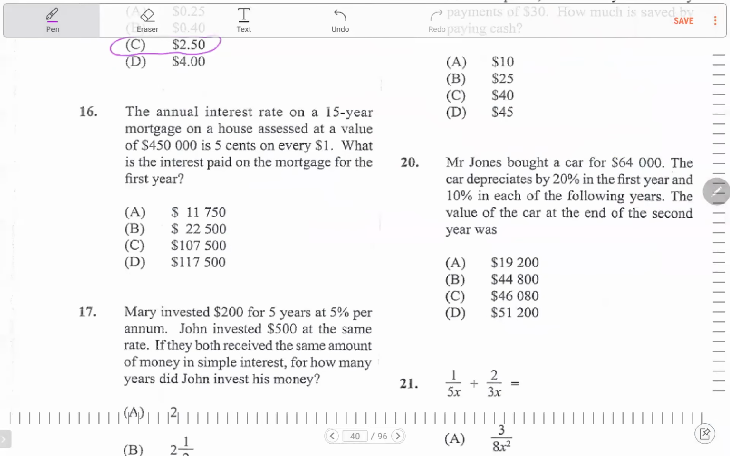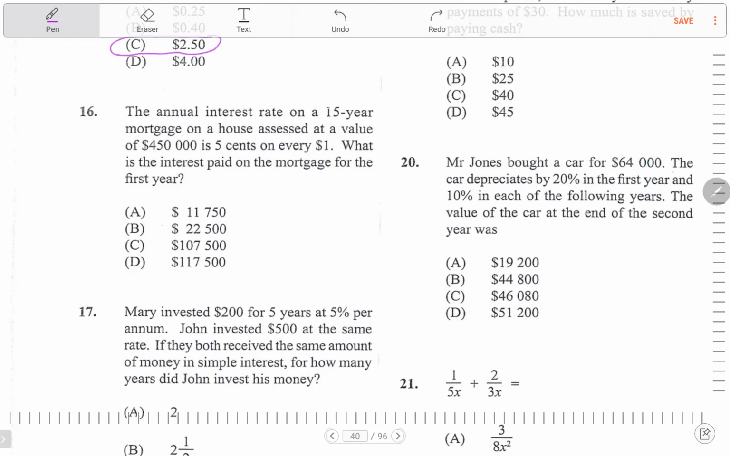It says the annual interest rate on a 15-year mortgage on a house assessed at a value of $450,000 is 5 cents for every $100. 5 cents. Remember, don't work in cents and dollars at the same time. So you realize that this 5 cents is actually $0.05. So for every dollar in the value, the mortgage is 5 cents.